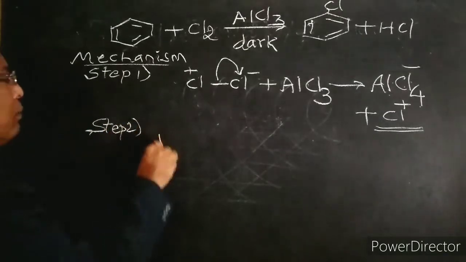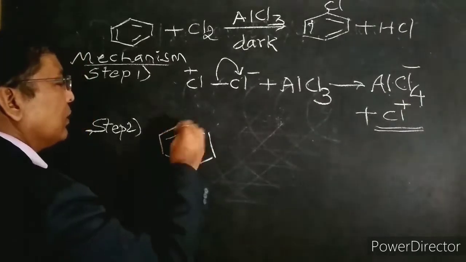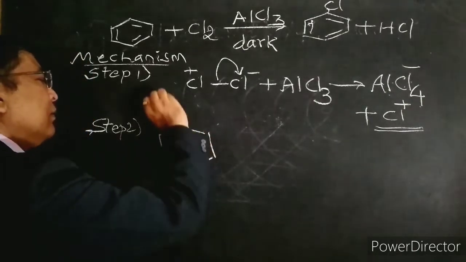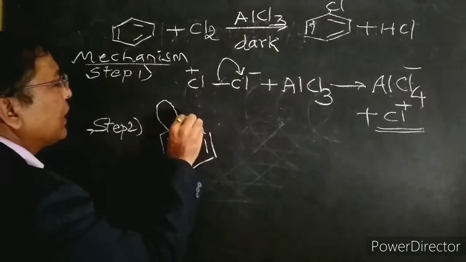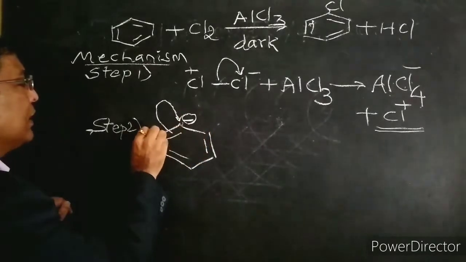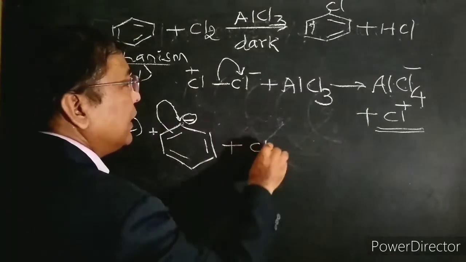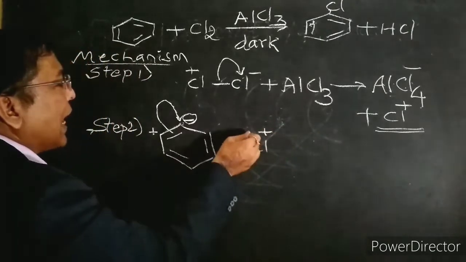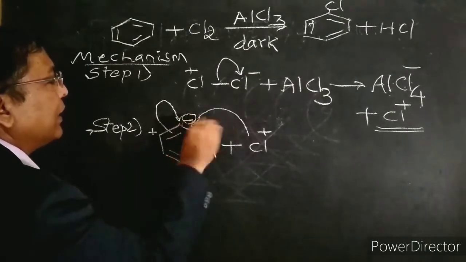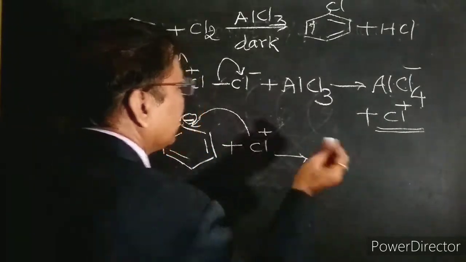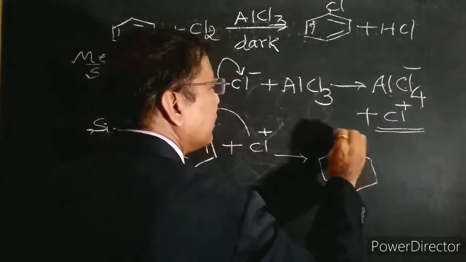In step 2, benzene undergoes heterolytic fission. Here, the double bond electrons are given to one carbon atom. Therefore, this carbon atom becomes negative and this carbon atom becomes positive. And this electrophile Cl plus attacks this carbon atom which has a negative charge. So, we get the electrophilic attack.